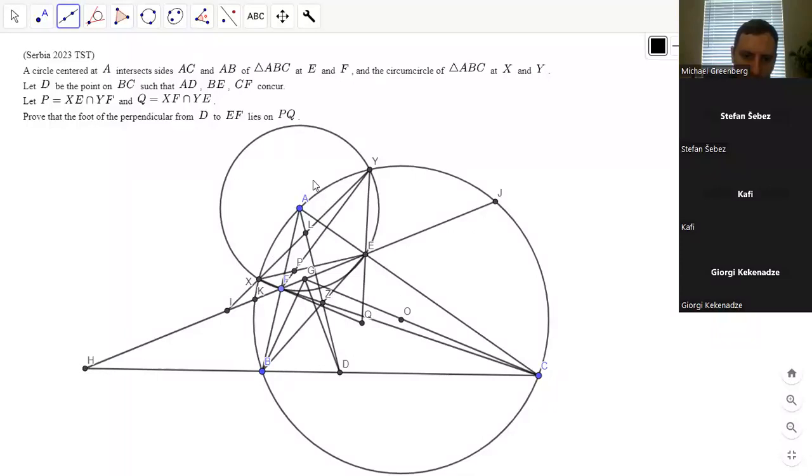So this reminds me a little of a problem from Peru team selection test. So we know, yeah, the tangents at X and Y meet on the circle. What do we know about I?